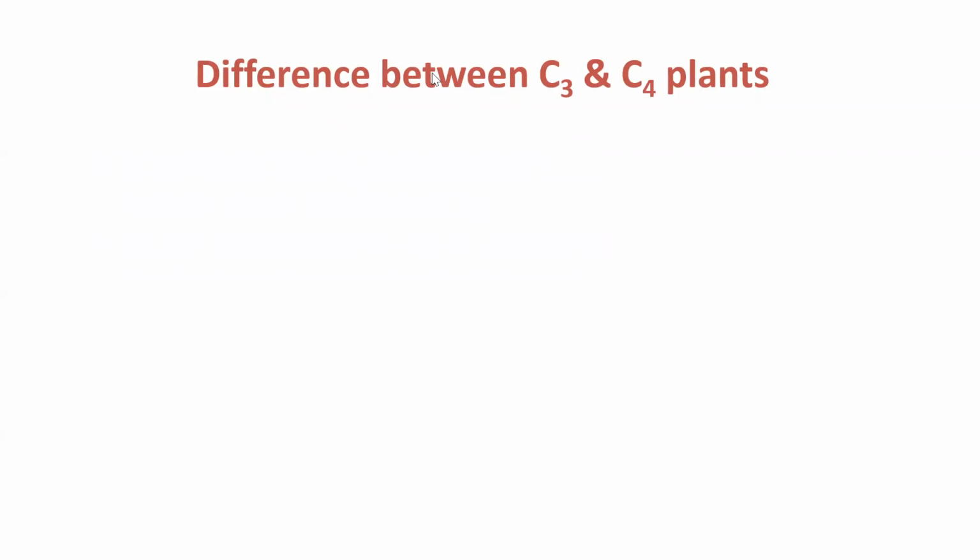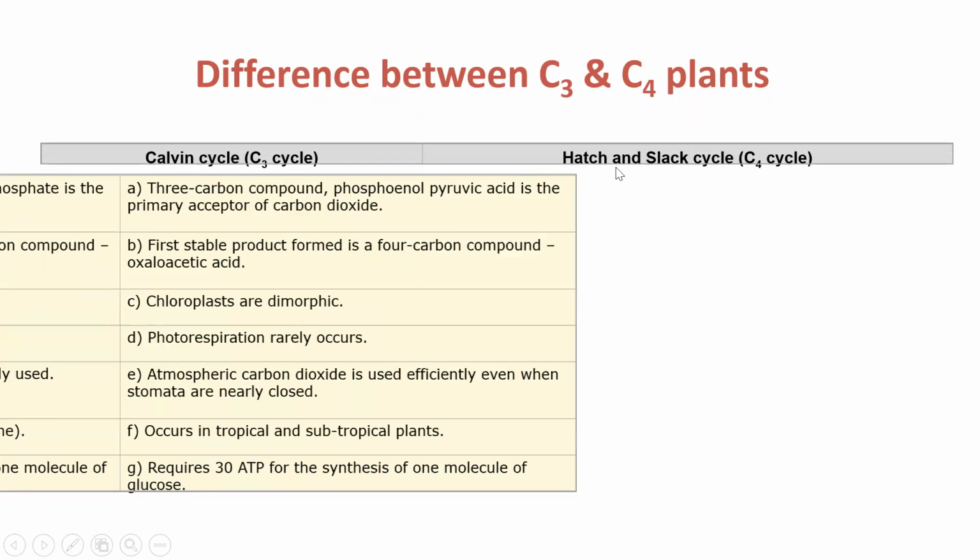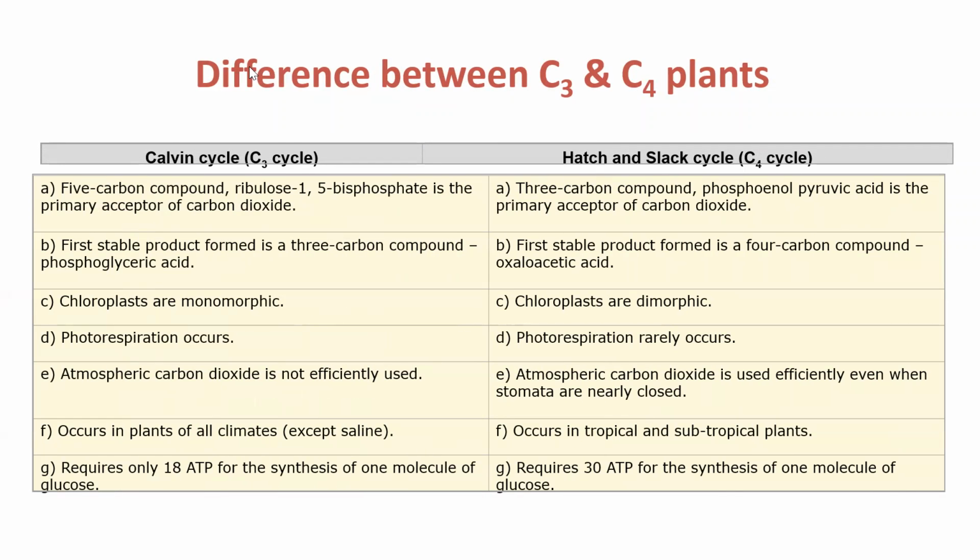So what we will do, first of all, we will try to understand how we can differentiate between C3 and C4 plants. Okay. So there are a few differences. First of all, in C3, a 5-carbon compound, that is ribulose 1,5-bisphosphate, is the primary CO2 acceptor. But here there is a 3-carbon compound, that is PEP, is the acceptor. So the first stable product is a 3-carbon compound, that is 3-PGA. So it should be written like this, 3-PGA.